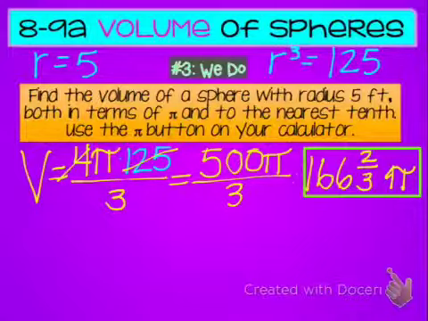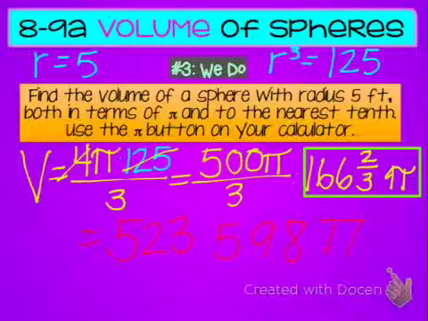But they do want us to also find it to the nearest tenth. So we're going to do 166 and 2/3, or just take that decimal, don't even erase it, just times it by your pi button. And that gives us 523.59877. So now we have to round it and decide what our tenth is.